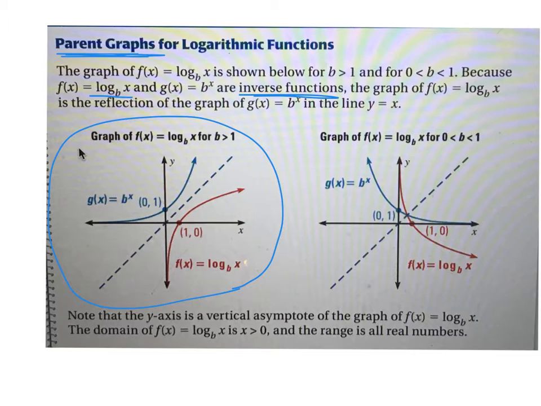Look at this first picture. The blue graph represents the exponential function that we graphed the other day. It goes through 0, 1 on the y-axis. It's increasing, going left to right, going up. It goes left and right forever. The x-axis is an asymptote.